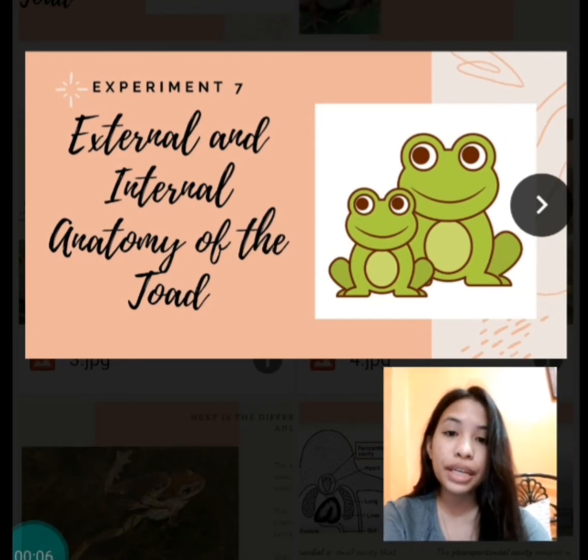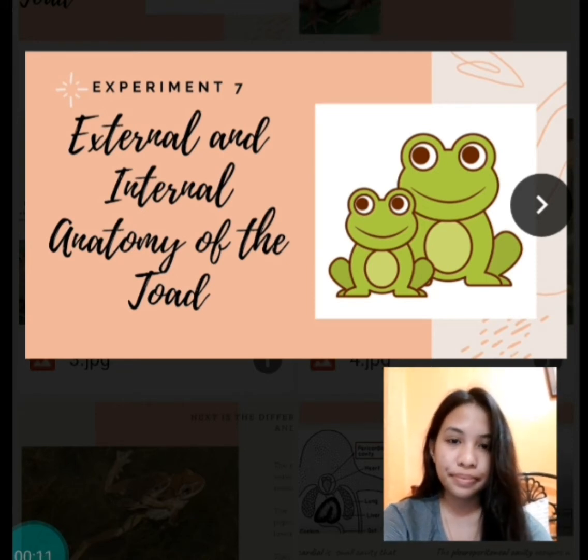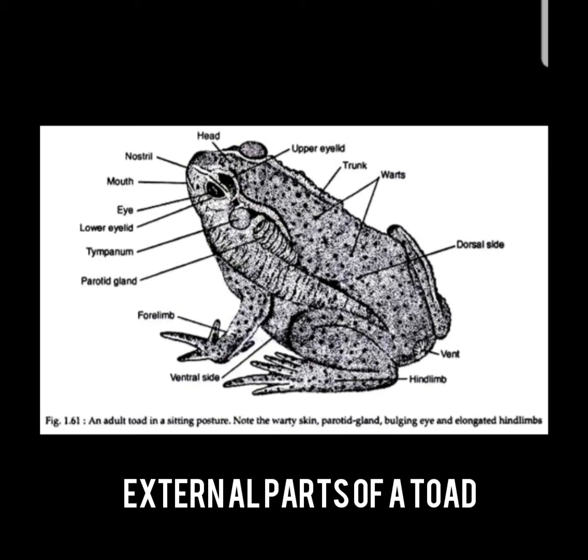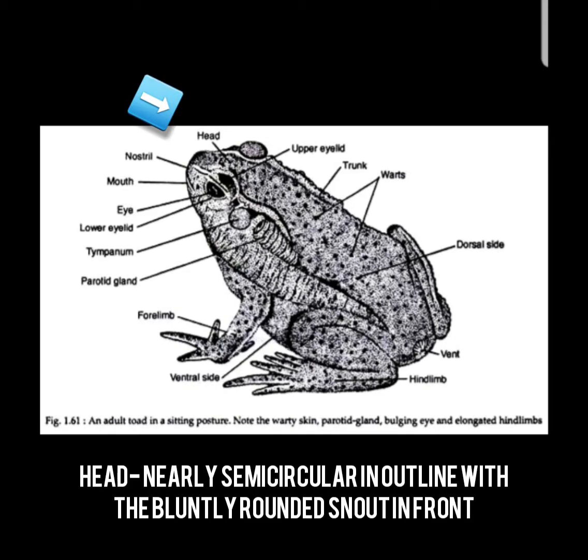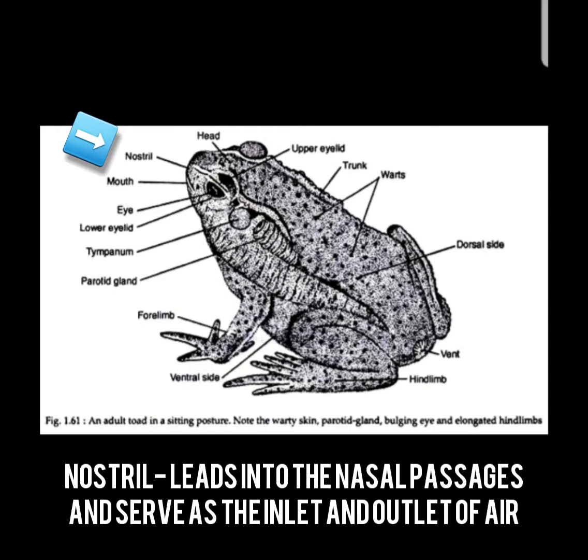Today's video is going to be about experiment 7, the external and internal anatomy of a toad. Now, we'll be discussing the external parts of a toad. First, we have the head. It is nearly semicircular in outline with a bluntly rounded snout in front. The nostril leads into the nasal passages and serves as the inlet or outlet of air.